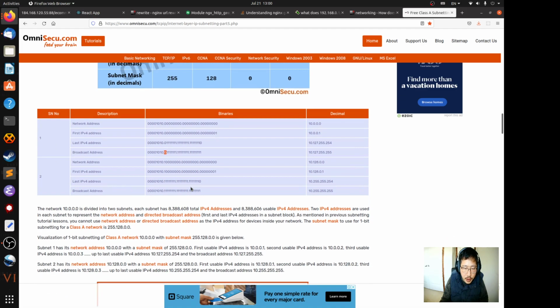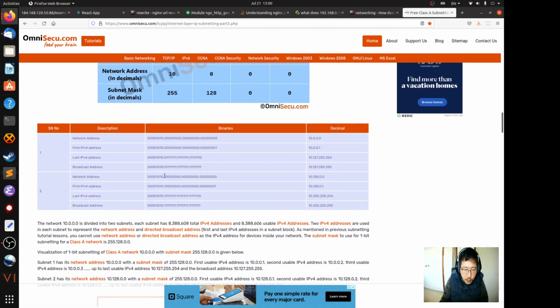The second subnet, we turn this bit into 1. Okay, why do we have two possible subnets? Because this bit can be 0 or 1. Okay, the same as before.